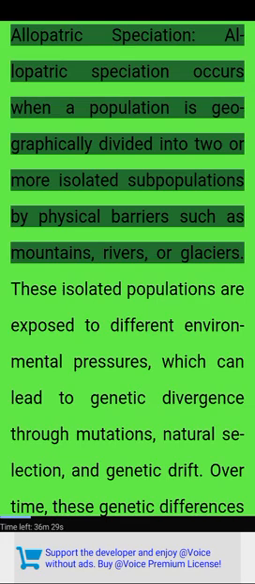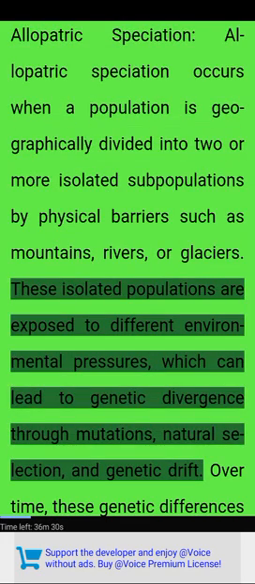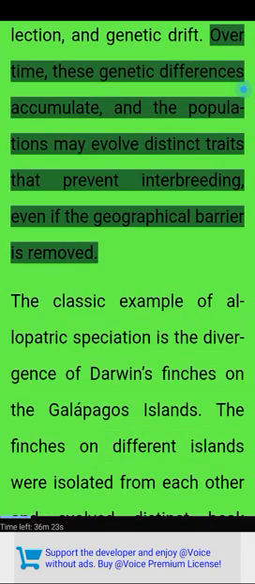Allopatric speciation. Allopatric speciation occurs when a population is geographically divided into two or more isolated subpopulations by physical barriers such as mountains, rivers, or glaciers. These isolated populations are exposed to different environmental pressures, which can lead to genetic divergence through mutations, natural selection, and genetic drift. Over time, these genetic differences accumulate, and the populations may evolve distinct traits that prevent interbreeding, even if the geographical barrier is removed.